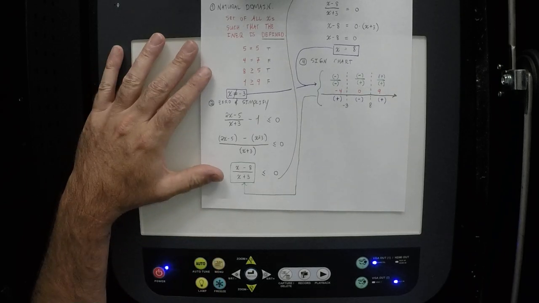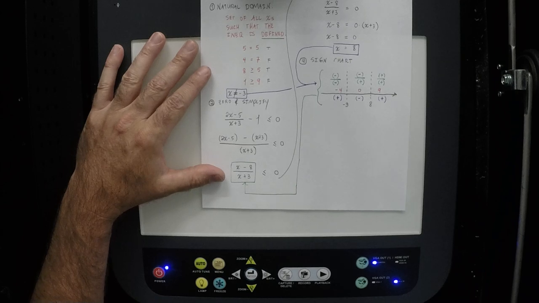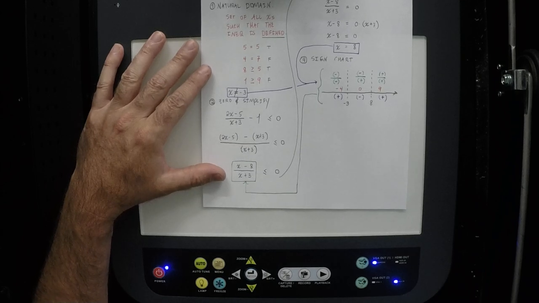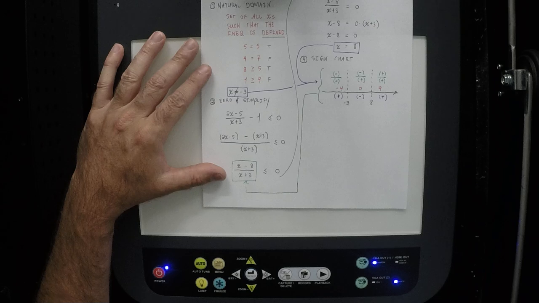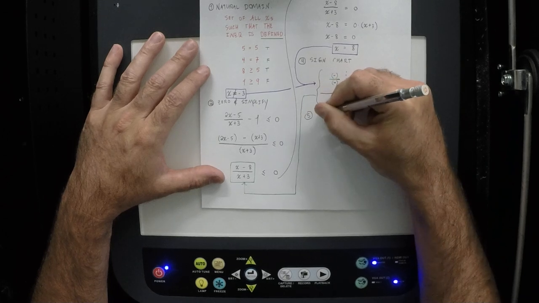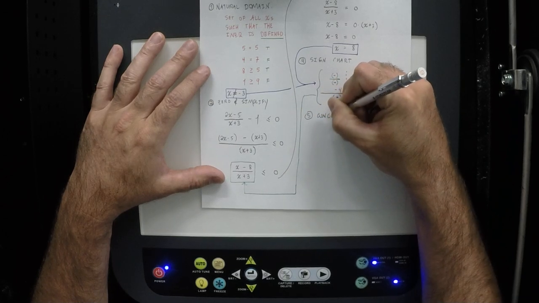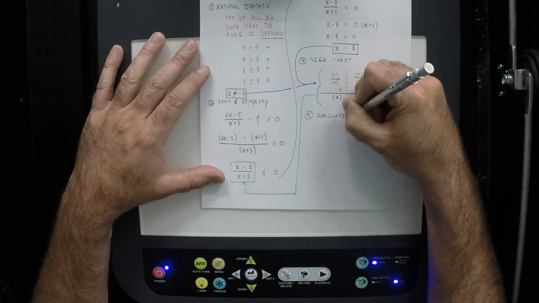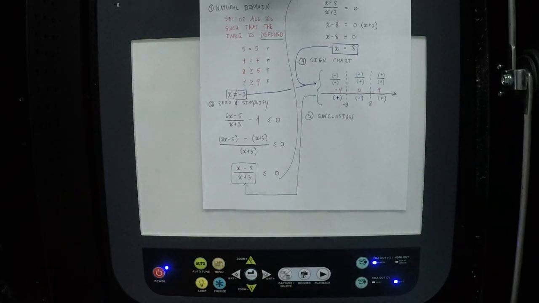Okay. So now, we took the reals, we carved it into three pieces, and we labeled each piece as being positive or negative. We're now in a position to make a conclusion. The answer to the question is either all of the negative regions or all of the positive regions. We want all of exactly one kind. What kind do we want?